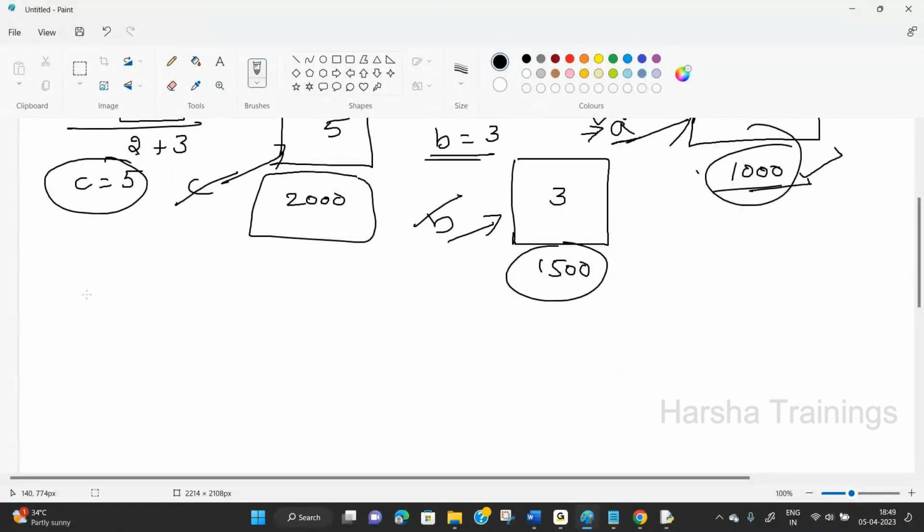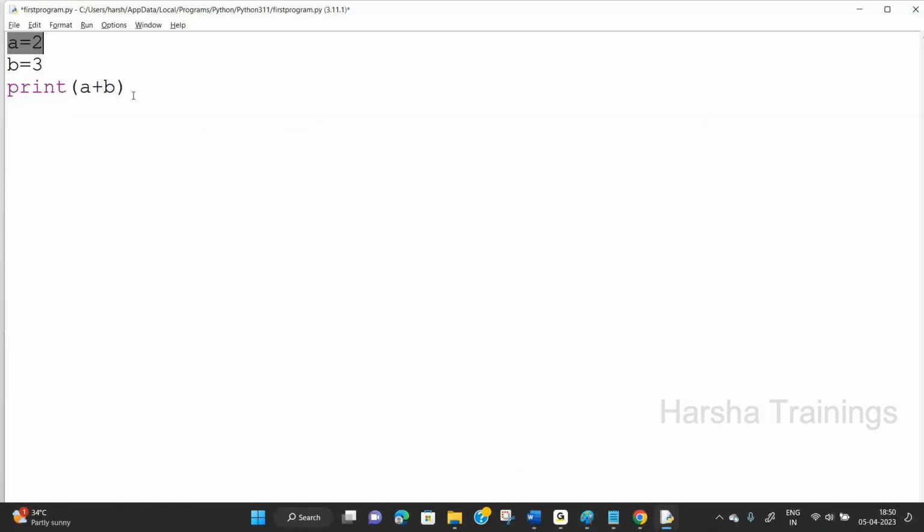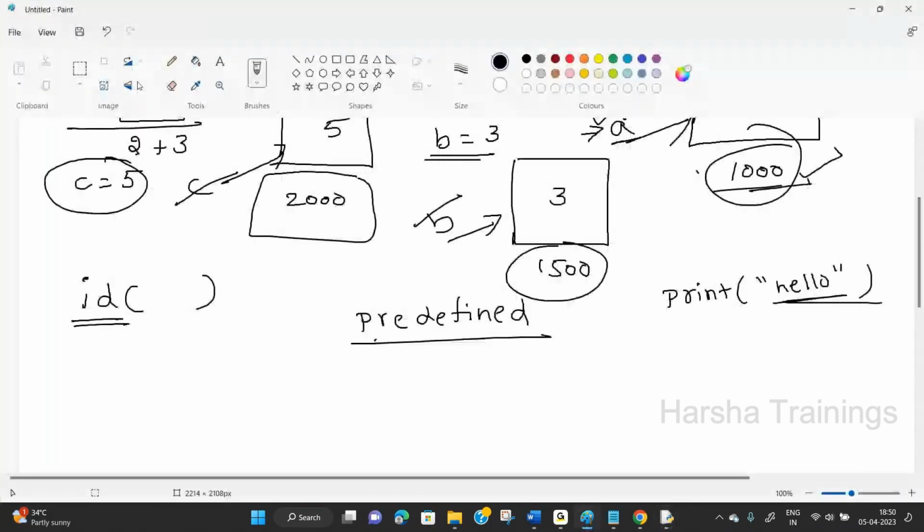Here in Python you have a function id. Remember, id is predefined. From now onwards you are using the term predefined, that means already defined. Suppose print hello: how does the system know to print the value? Previously I wrote the program print a plus b. How does the system know to print the value? The print function is already defined. Whatever you write inside the print statement is printed. Similarly, id is a predefined function which returns the address.